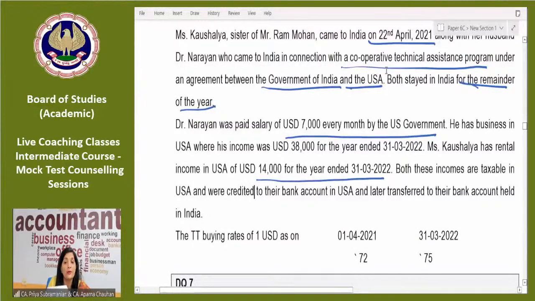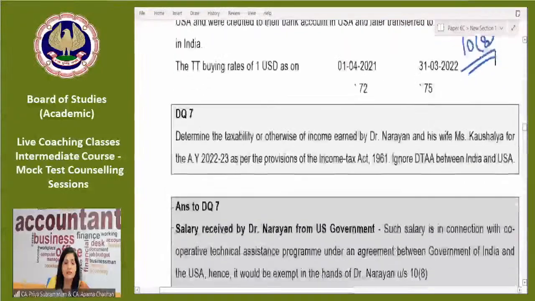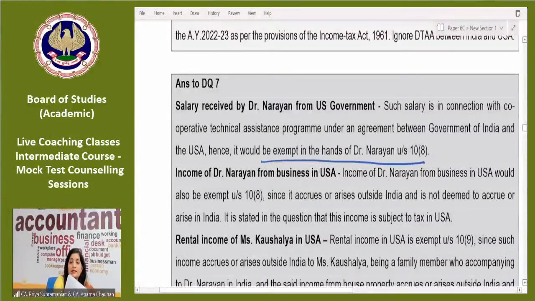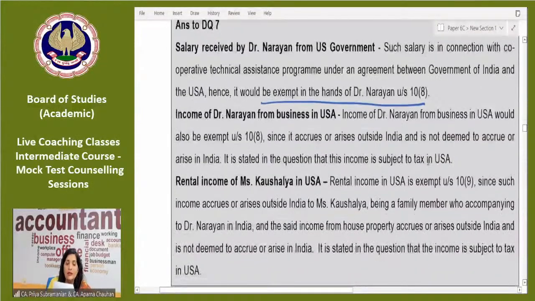Yeah, but there are exemption provisions in respect of the person who came to India in connection with Cooperative Technical Assistance Program under an agreement between Government of India and the USA. Section 10(8) deals with exemptions, providing the exemption to such individuals who came to India. In such cases, the income arising outside India would not be deemed to accrue or arise in India, right? Accordingly, the business income and the salary received by Dr. Narayan from the US government would not be deemed to accrue or arise in India, and would be exempt in his hands. And income from business also would not be deemed to accrue or arise in India.